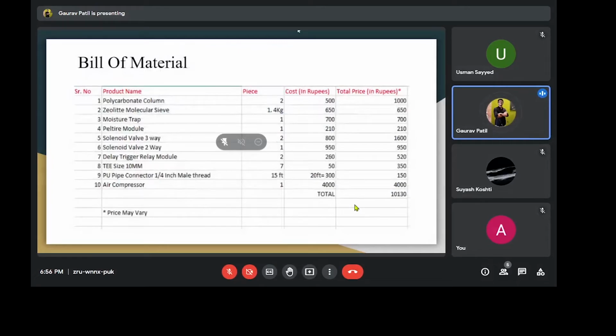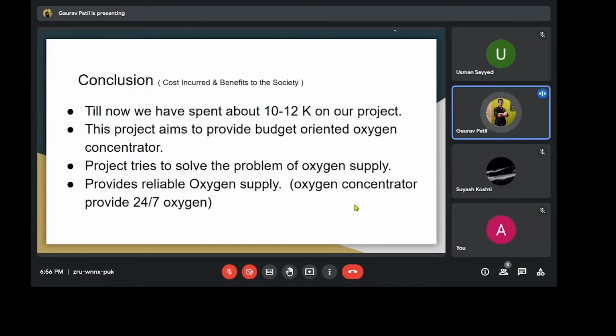As you can see, these are the number of components that we are using as well as their cost in rupees. The prices may vary depending on your location. Now moving on to the conclusion of this presentation.